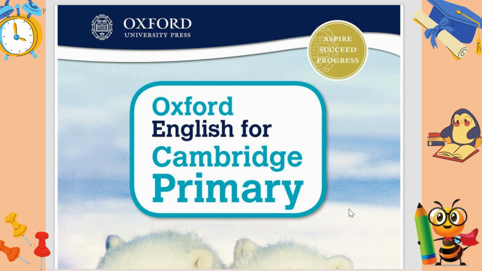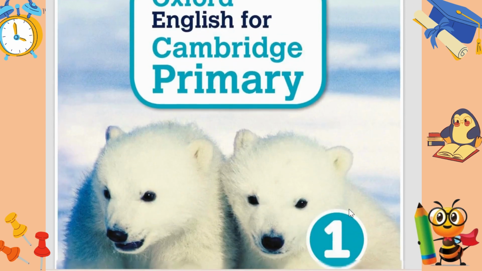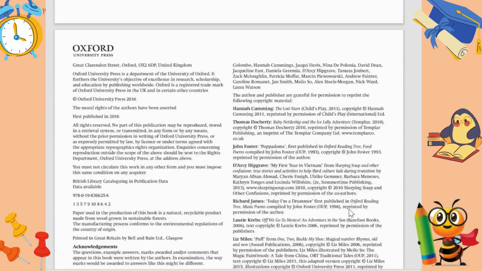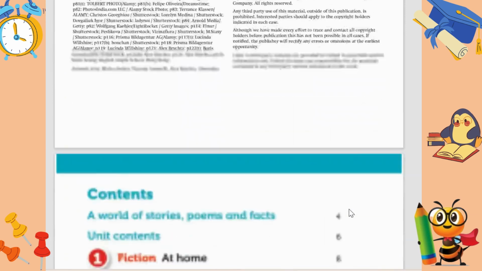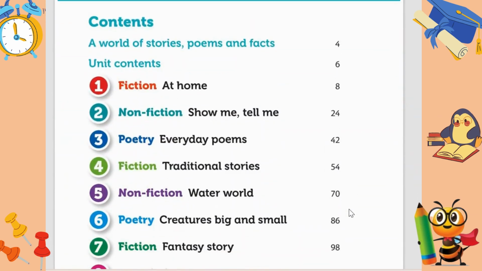But right now I'm starting with the Oxford, so it will be side by side for the children that are learning for grade 1. They will get to know the different things about it. So there is the Oxford Cambridge book that we are going to start today. And here are our table of contents and the stories, points and facts.